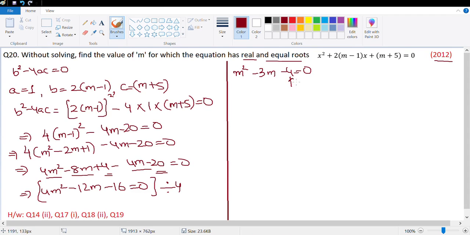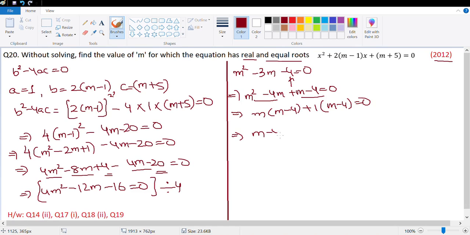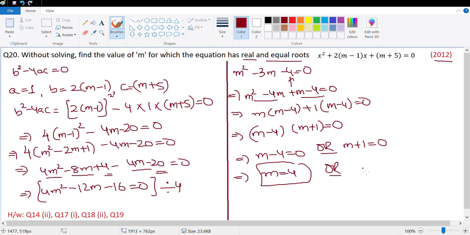I need to find factors of negative 4, the sum of which is negative 3. So negative 4 into 1, yes, that's correct. So m square minus 4m plus m minus 4 is equal to 0. Grouping it the way I have underlined, m times m minus 4 plus 1 times m minus 4 is equal to 0, which means m minus 4 times m plus 1 is equal to 0, which means m minus 4 is equal to 0 or m plus 1 is equal to 0. This gives me m is equal to 4 or m is equal to negative 1. So these are the two possible values of m for which the equation has real and equal roots.